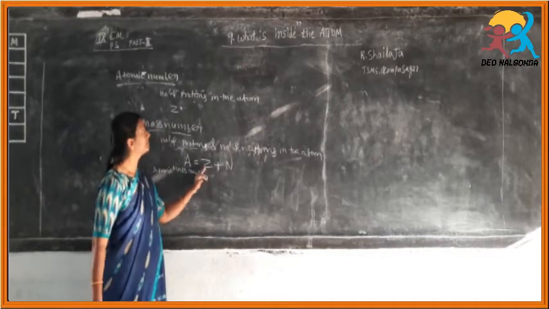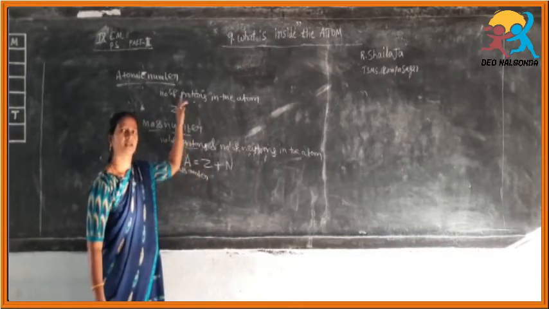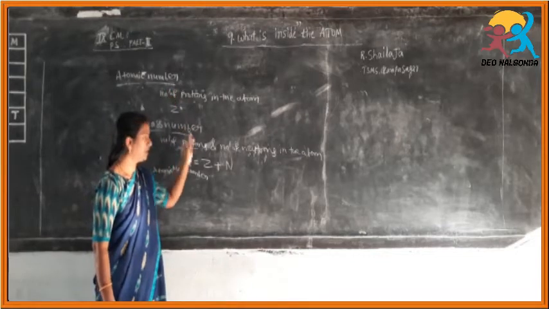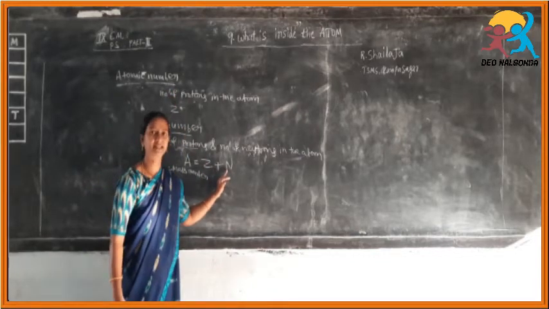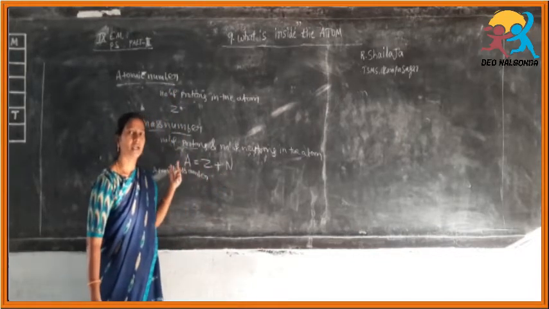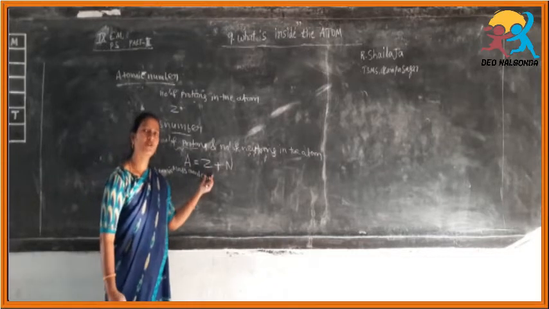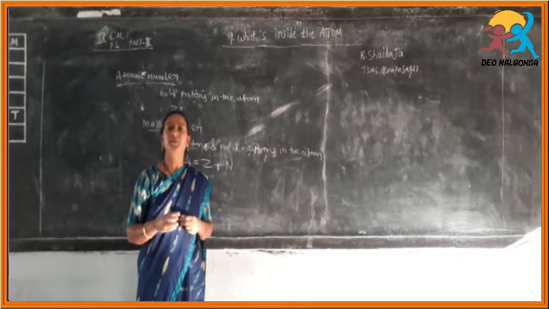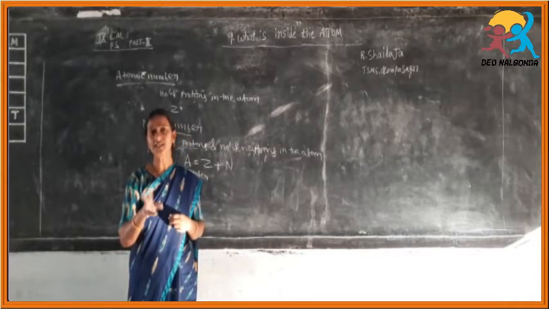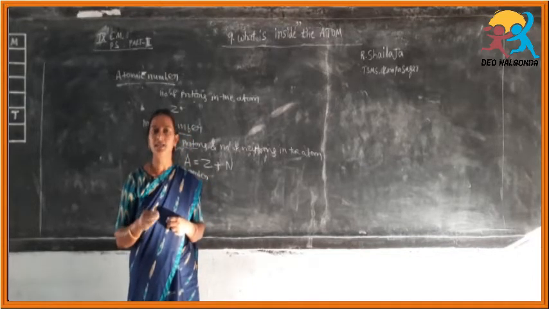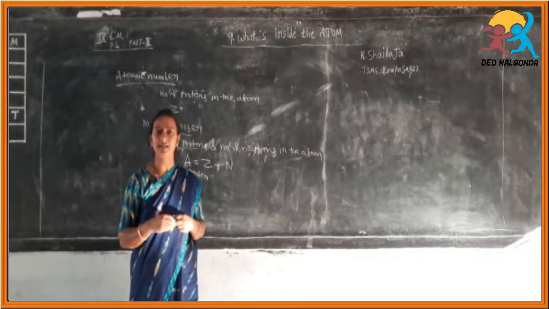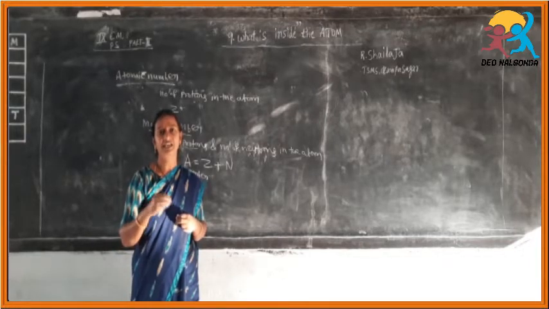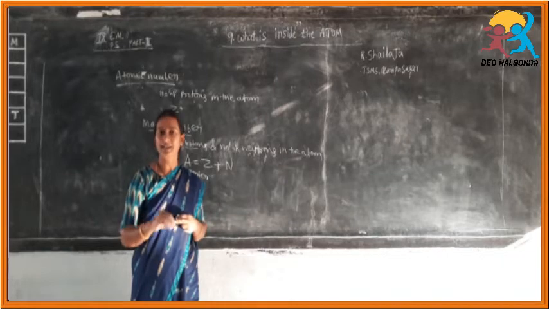Z is the number of protons, indirectly the atomic number. Atomic number plus N, where N is the number of neutrons. So what does atomic mass number mean? Number of protons and number of neutrons. In the first section I said protons and neutrons have approximately similar mass, while electrons have negligible mass. Electrons are very small particles, they have negligible mass.